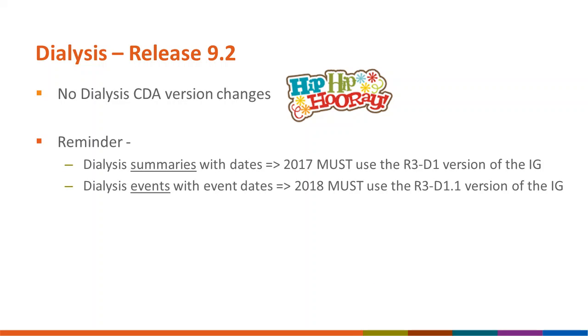You'll be happy to hear that there are no dialysis CDA version changes for January 2019. Just a reminder, dialysis summaries with dates equal to or greater than 2017 must use the R3D1 version of the IG. Dialysis events with event dates equal to or greater than 2018 must use the R3D1.1 version of the IG. Next slide.